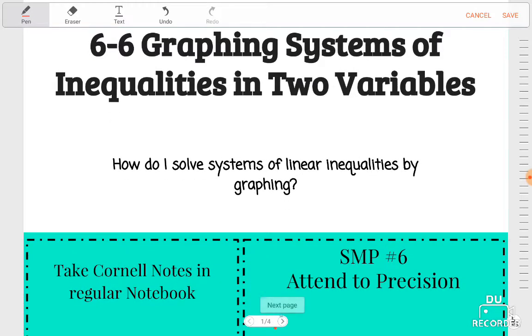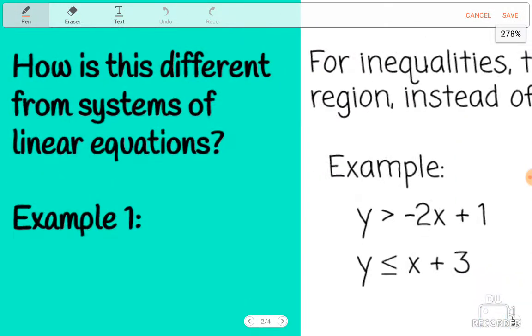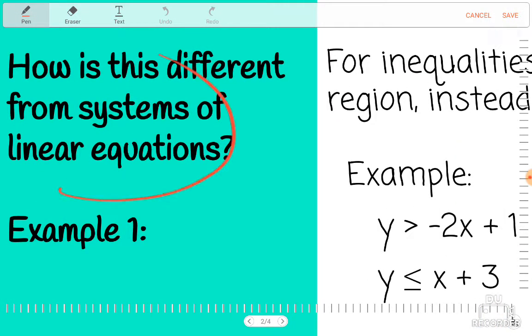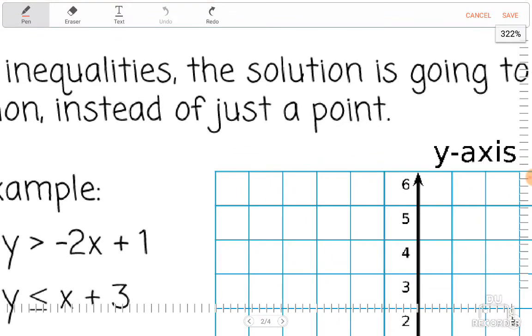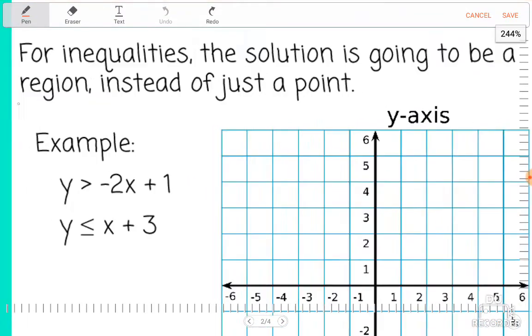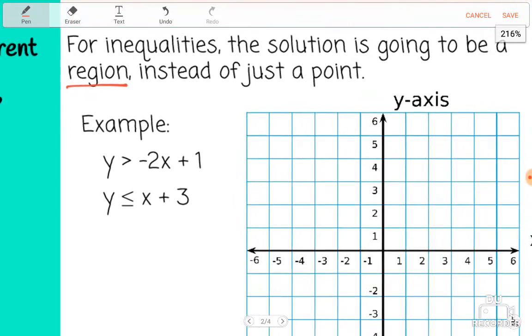All right, so moving on to our first and actually only real question for this lesson: how is this different from systems of linear equations? Okay, it's basically the same idea. It's just that for inequalities, the solution is now going to be a region, instead of just a point. So it's going to be an area on our plane.